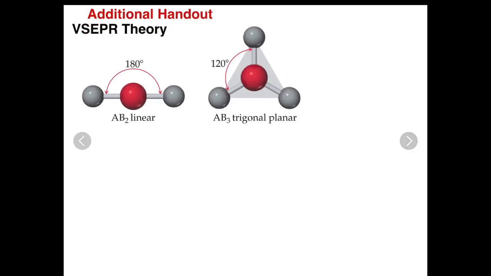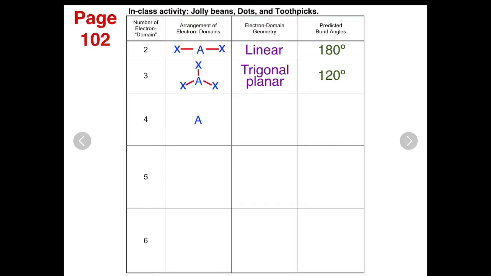So what would it look like? It looks like this, right? So this is trigonal planar, where you have the central atom and you have three electron domains or three electron regions. Okay. Next one is when you have four electron domains.